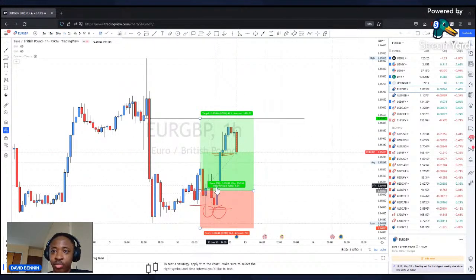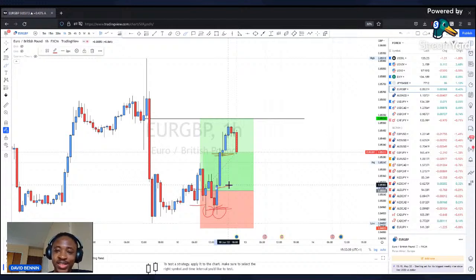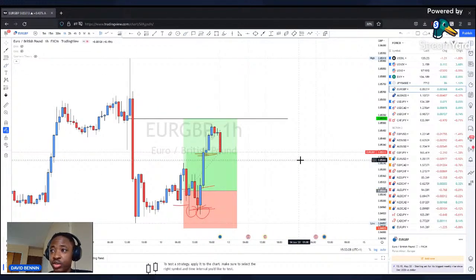And at that point, when price pulled back here, that was an opportunity to get a re-entry around here and then also around here. Depending on if it is in line with your trade plan, you could add multiple entries on that.